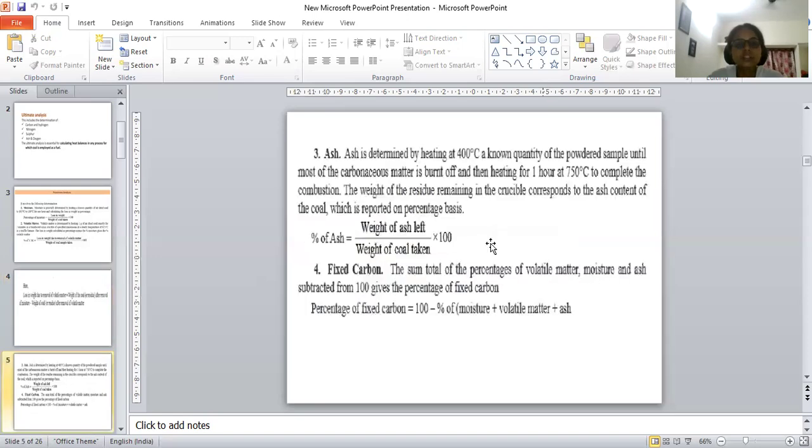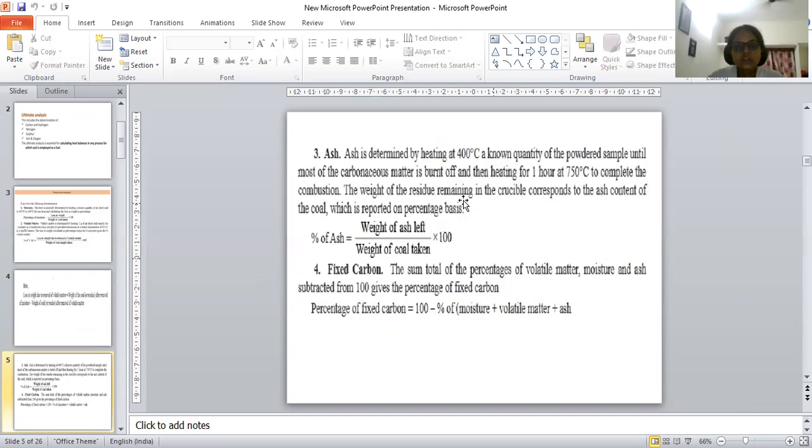Next one is determination of ash content. Ash is determined by heating at 400 degrees centigrade a known quantity of powdered sample until most of the carbonaceous matter is burnt off, and then heating for 1 hour at 750 degrees centigrade to complete the combustion. The weight of the residue remaining in the crucible corresponds to the ash content of the coal, which is reported on a percentage basis.